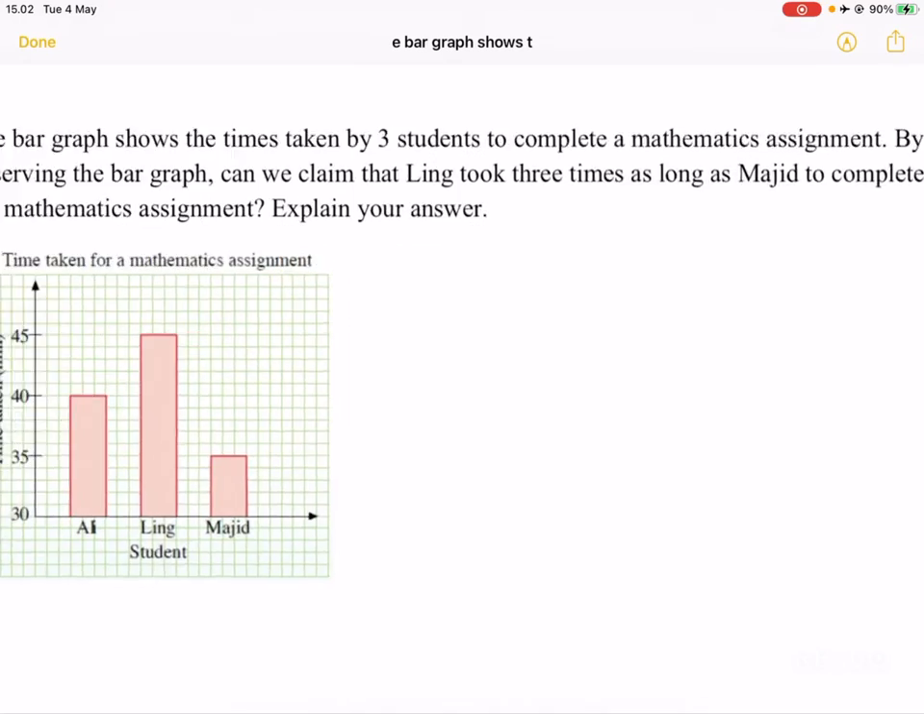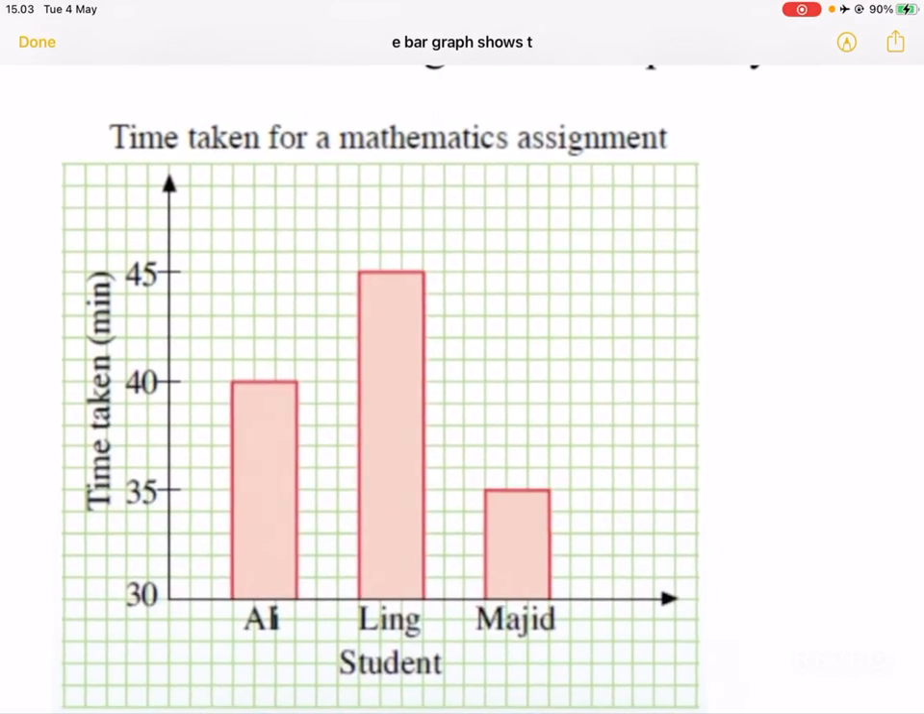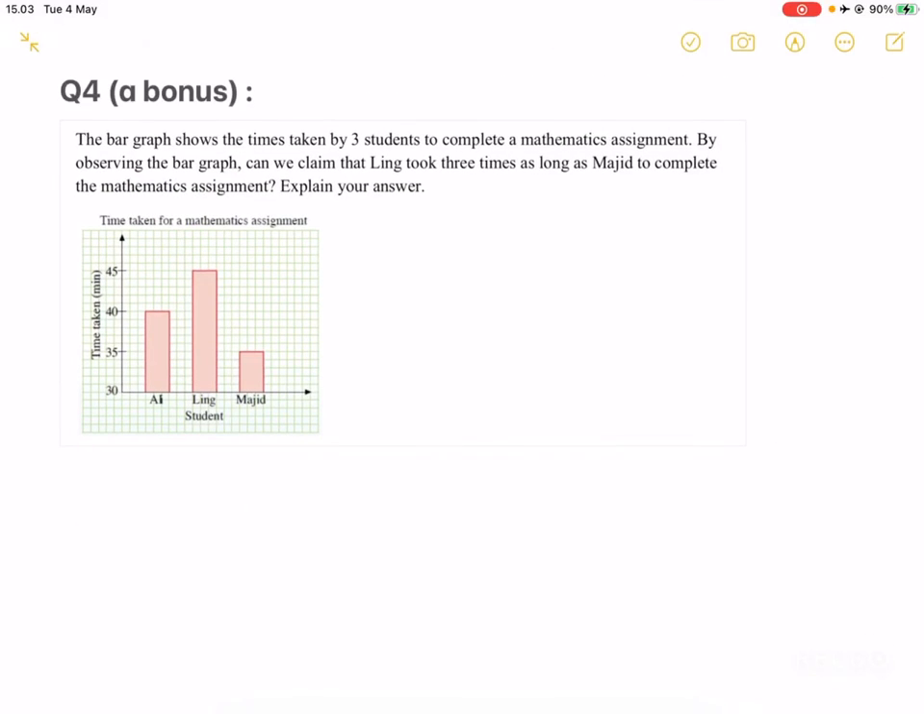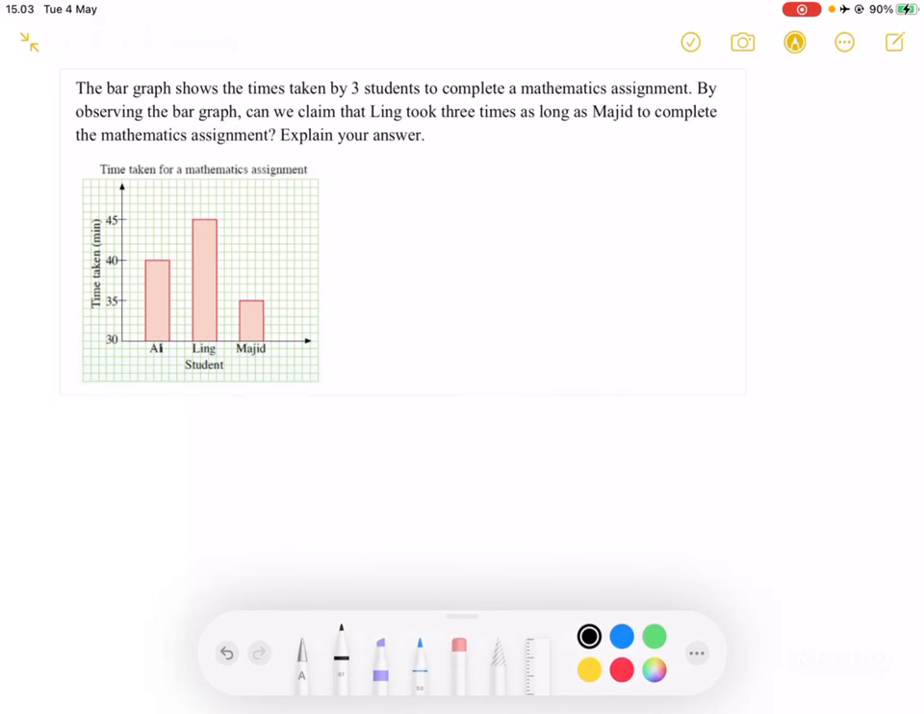This is because, yet again, the origin of the bar graph is not 0. And the solution has been explained in the last question. You can just use the symbol that I just explained. Or another way to observe this is that notice that Ling took 45 minutes while Majid took 35 minutes. And of course, obviously 45 is not equal to 3 times 35. And in fact, this is completely larger than 45.